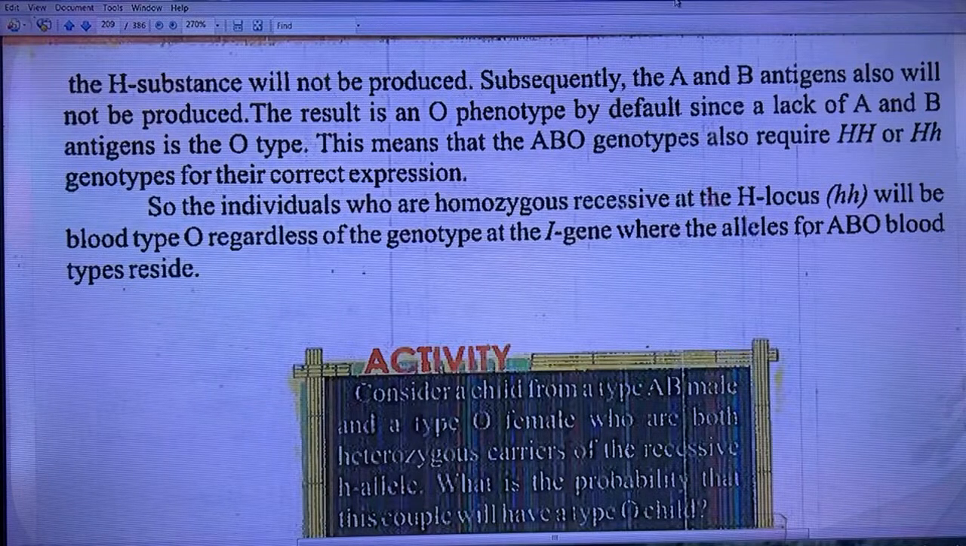This means that the ABO genotypes also require HH or capital H small h genotypes for their correct expression. So the individuals who are homozygous recessive at the H locus, small h small h, will be blood type O regardless of the genotype at the I gene, where the alleles for ABO blood types reside.